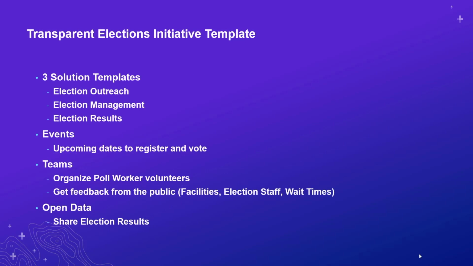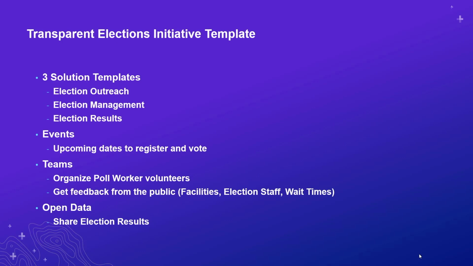So if we take a look at an example of an actual solution template that we're working on releasing later this spring, the Transparent Elections Initiative template would come with 3 solution templates. The election outreach solution, which comes with a collection of web apps to allow voters to find where they need to go to vote on election day, as well as learning about who their elected representatives are.